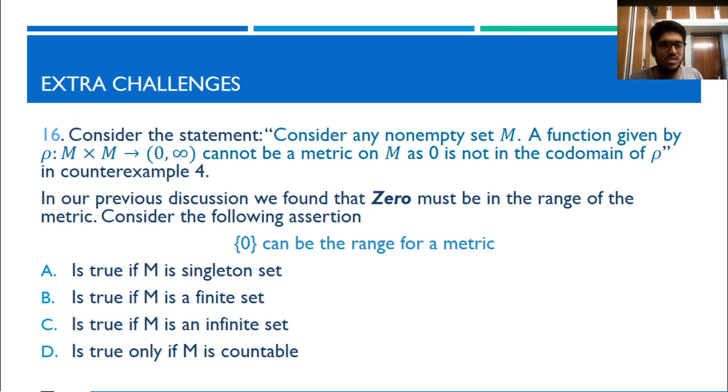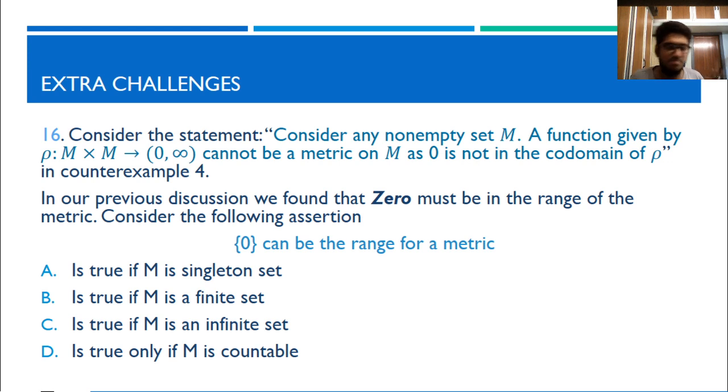I'm going to slowly switch to A, B, C, D for options because in 2 questions we'll be switching to CSIR-NET questions and discussing them. So we already mentioned that if we consider any non-empty set M, a function rho from M cross M to the open interval 0 to infinity cannot be a metric, since 0 is not included in the codomain. So we already mentioned that 0 should be there in the codomain for a function to be a metric.